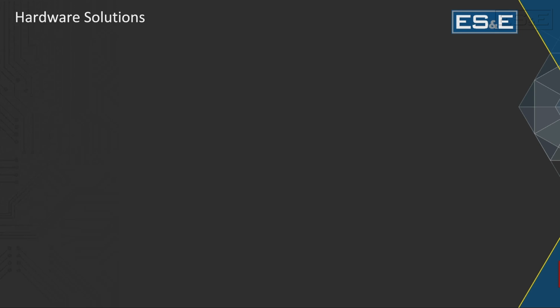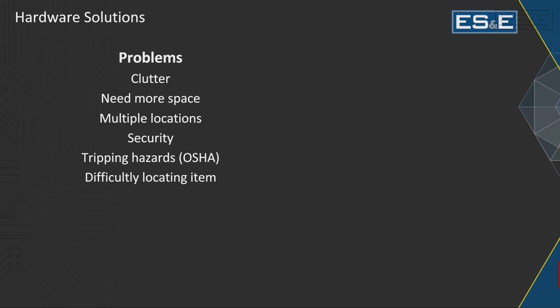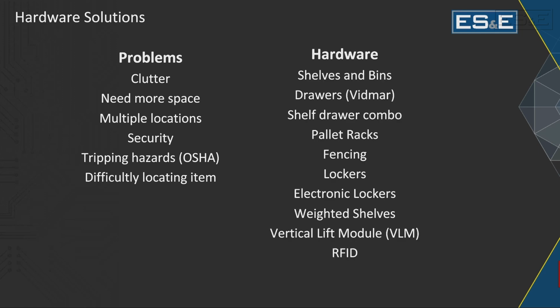We'll start with hardware. It's nice and easy, very tangible, very easy to conceptualize. The problems it solves are clutter, space, combining locations, security, safety hazards, and difficulty in knowing where stuff is. So here are some solutions that usually help, and we can help you with too. Shelves, drawer systems, you can combine them, big old pallet racks, fencing, lockers, and electronic lockers.